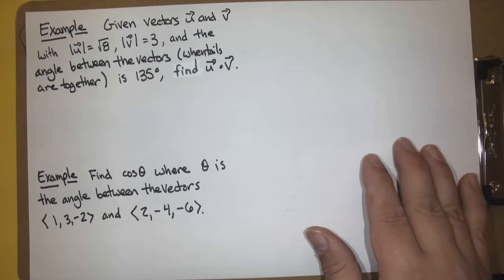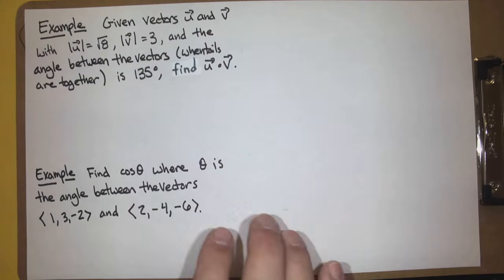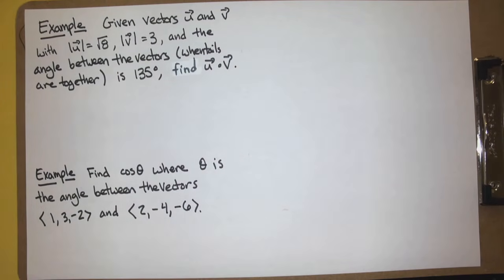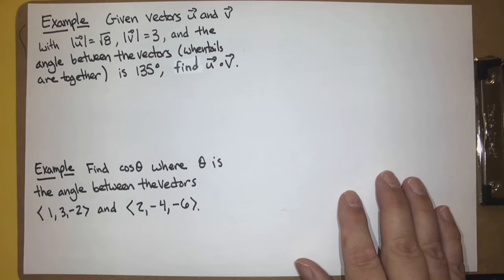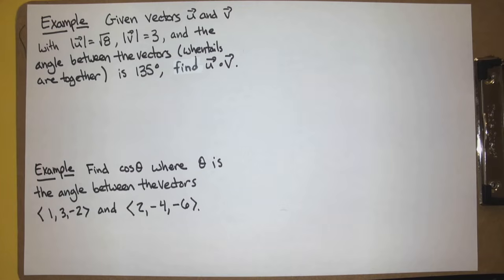All right. So, to emphasize that we have geometry, this first example. Given vectors u and v, the magnitude of u is the square root of 8. The magnitude of v is 3. And the angle between the vectors. Again, to emphasize, when we talk about the angle between the vectors, you put the tails together. That angle is 135 degrees. Find u dot v.